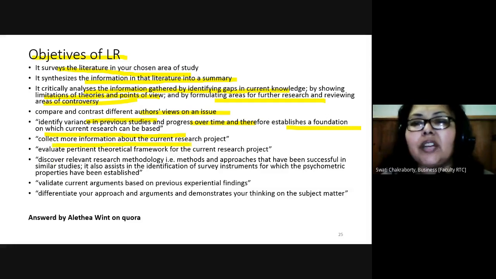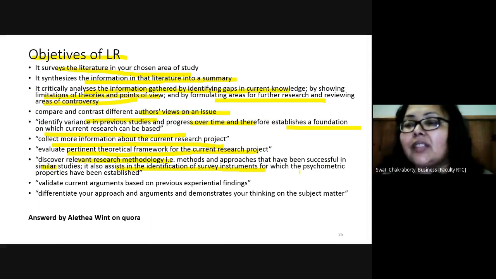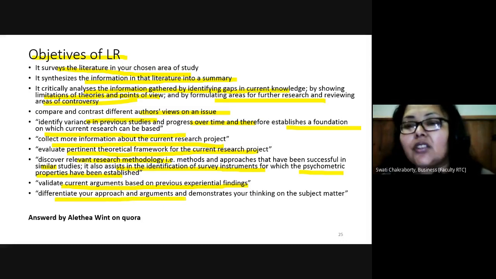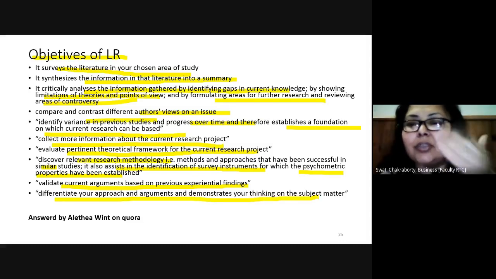Right? Collect more information about the current research project, evaluate all the theoretical framework for the current research project, discover relevant research methodology that have been successful in similar studies, and also assist in the identification of the survey instruments for which psychometric properties have been established. So validate all the current arguments based on previous experimental findings and differentiate your approach and arguments, and try to demonstrate your thinking. What are you thinking on a particular matter?